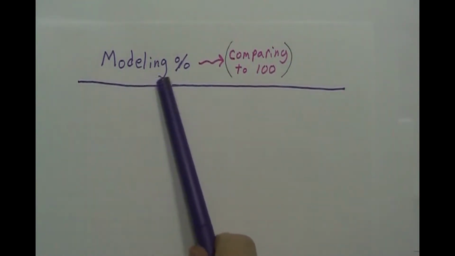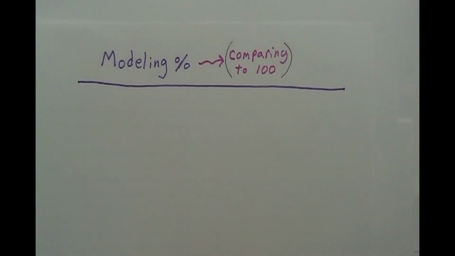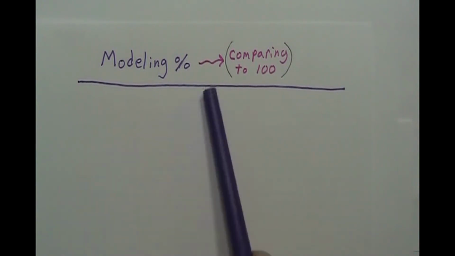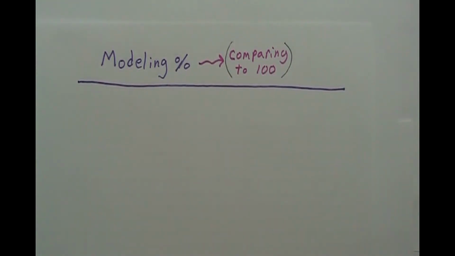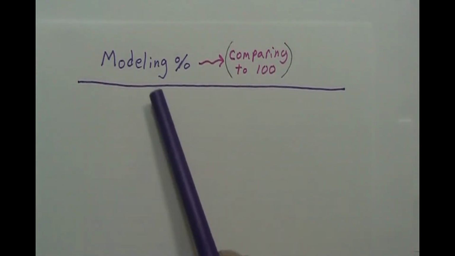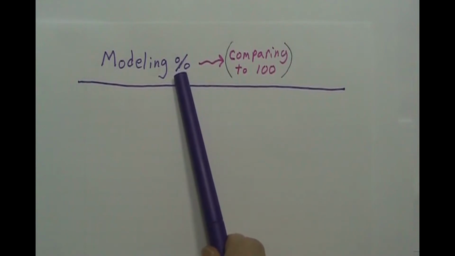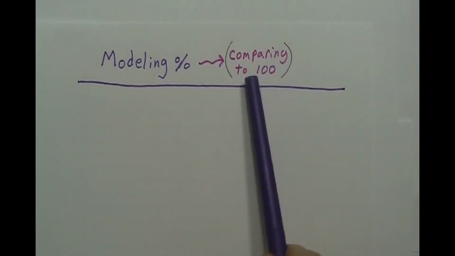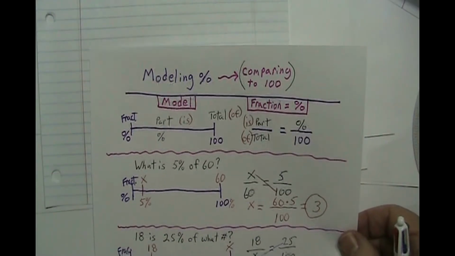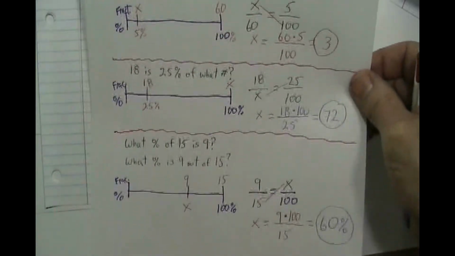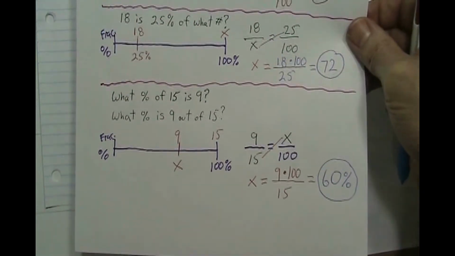So we're going to be modeling percent. Modeling percent is basically just comparing it to 100. Okay, so when we're done, it looks about like this.